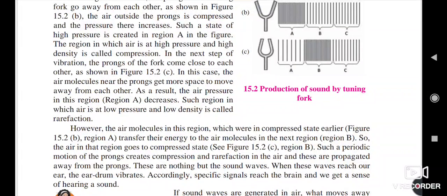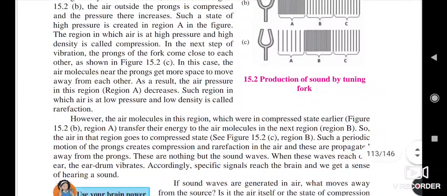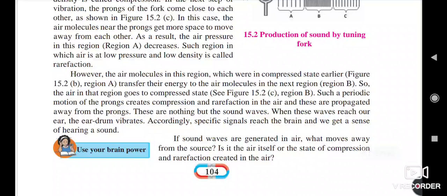When these waves reach our ears, the eardrums vibrate. Accordingly, specific signals reach the brain and we get the sense of hearing a sound. Okay.